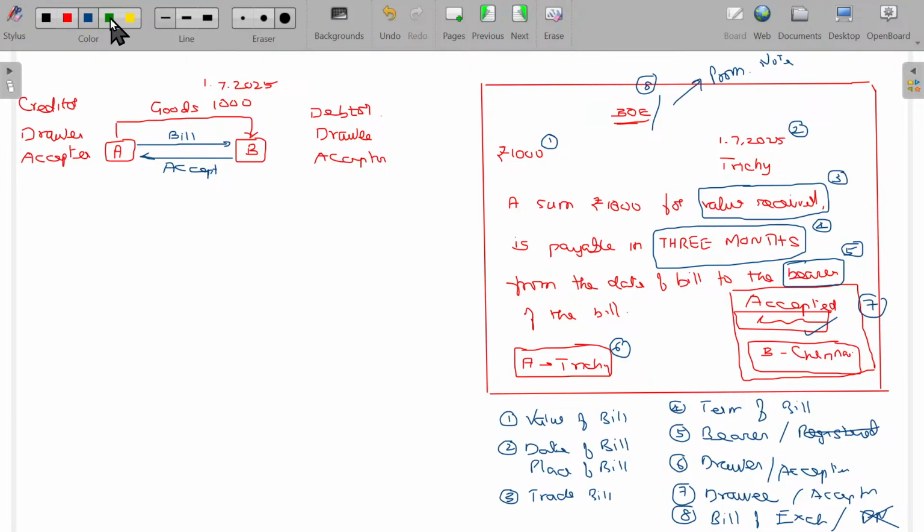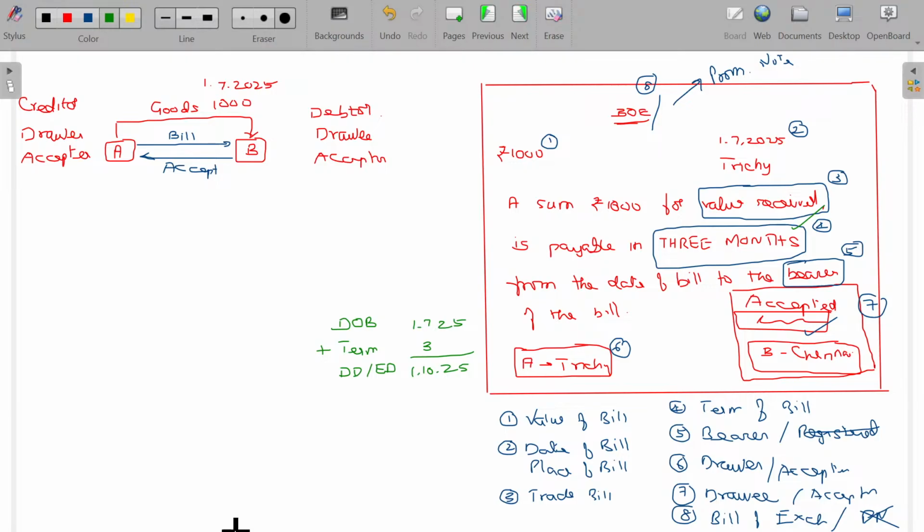Now A keeps it till maturity. Till maturity means, first you understand the date of bill. Date of bill, in this case, being 1/7/25. And the term of bill, being 3 months, you have to add. If I add 3 months to this, 1/10/25 will be the due date of the bill, or expiry date. Due date or expiry date.